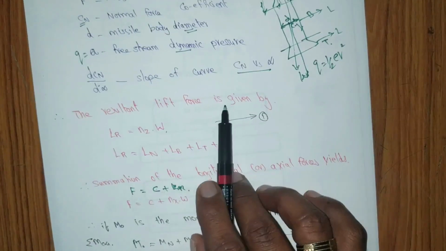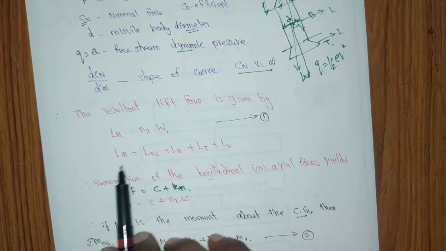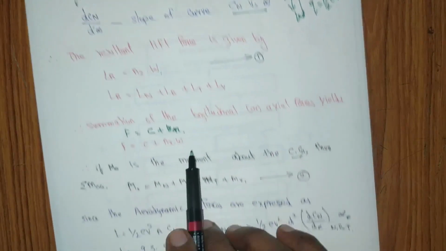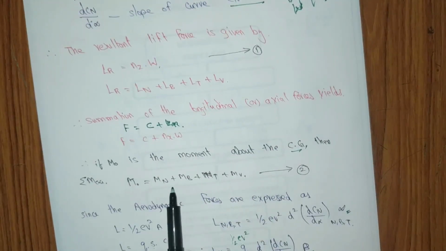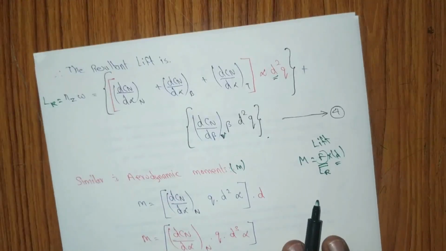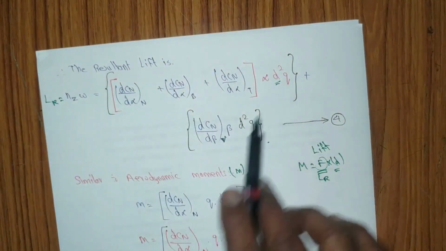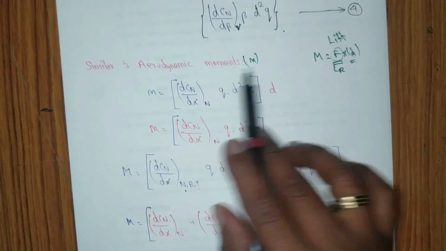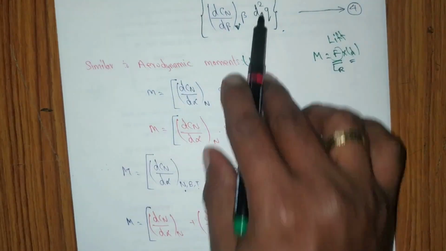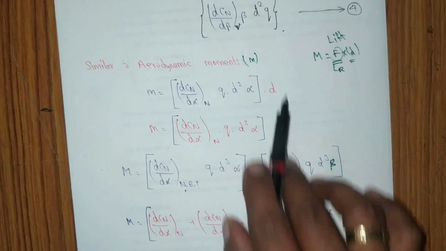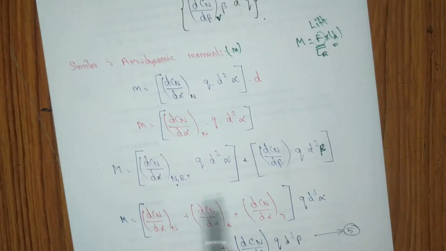So the resulting lift force is Lr equal to Nz W. So we are calculating lift, and similarly we calculate the moment for nose, body, tail and vector. That is how we get the resultant lift vector in terms of alpha and beta. Similarly, for the moment we have to calculate force and distance. The same terms will come, and the diameter will be added. So this is the moment equation.